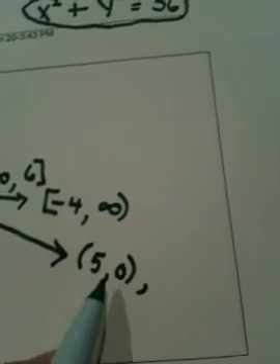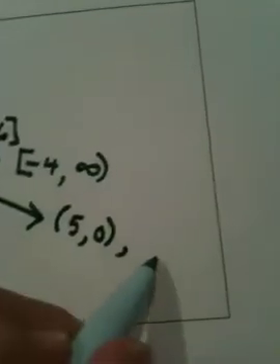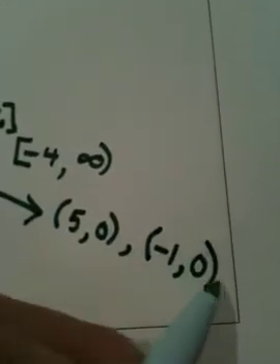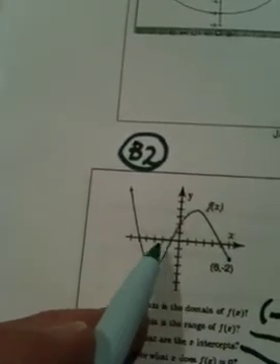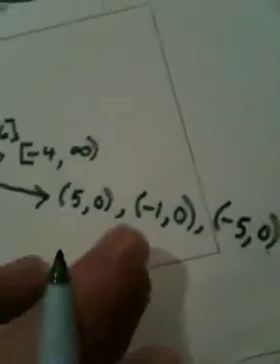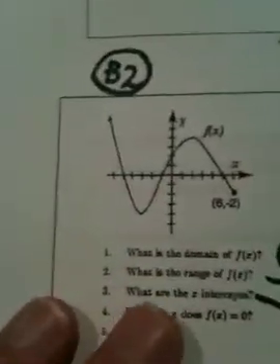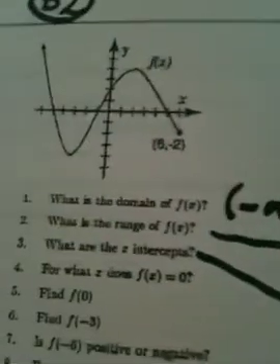Anytime somebody asks you for an x-intercept, you need to write it as an ordered pair. This is an x value of negative 1, so as an ordered pair it would be negative 1, 0. And this is an x value of negative 1, 2, 3, 4, negative 5. So as an ordered pair, it would be negative 5, 0. So the correct answers for what are the x-intercepts, which always have to be written as ordered pairs, are 5, 0, negative 1, 0, and negative 5, 0. Okay, next question.